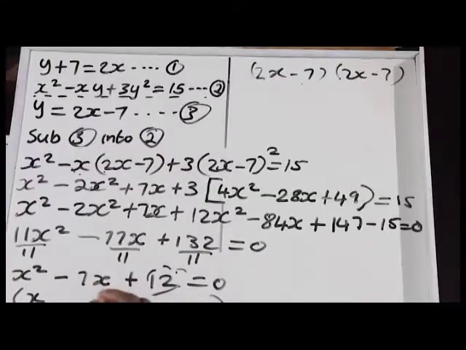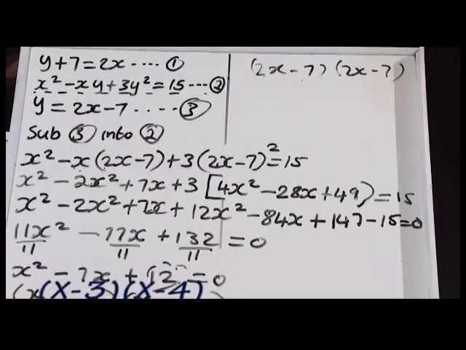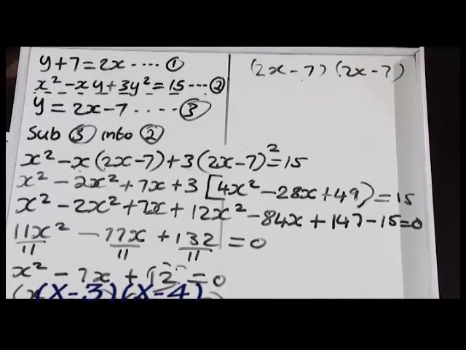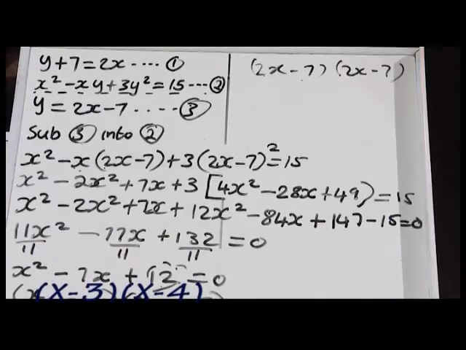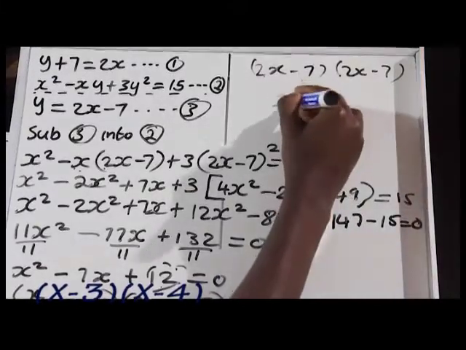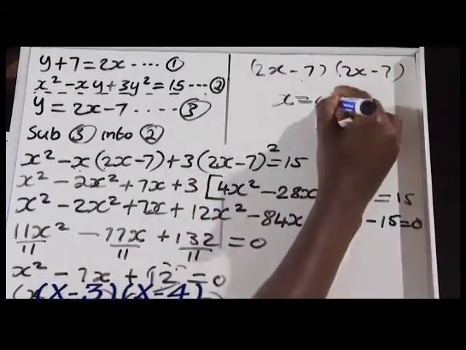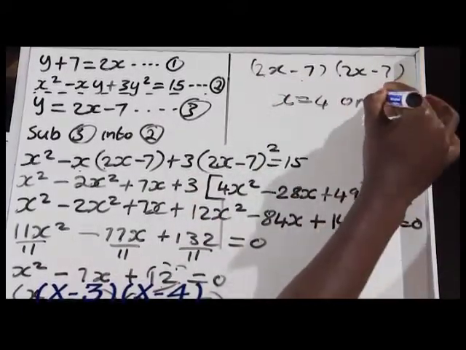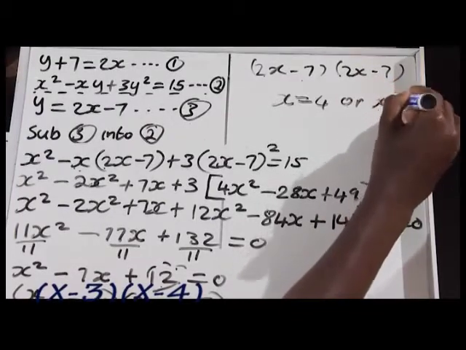It's 4 and 3. So you can place it anywhere you want. You can put it here, or you can place it over here, which is 3 here. Then you know that negative and negative gives you positive, which is negative 4, negative 3. If you multiply, they give you positive 12. If you add them, they give you negative 7. So we have our x, which is 4, or our x, which is 3.